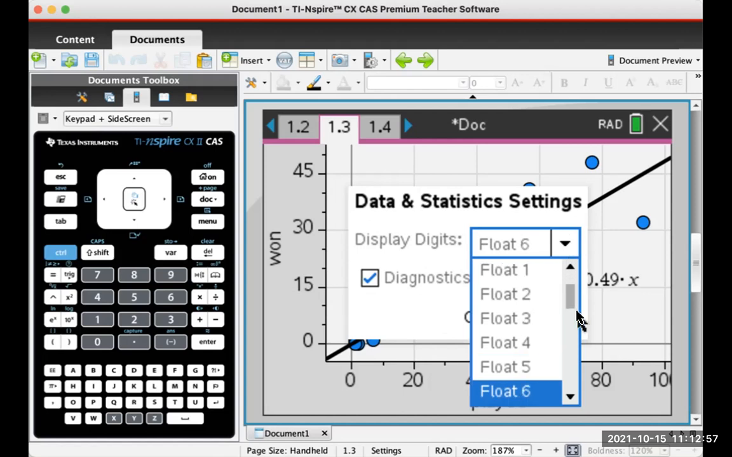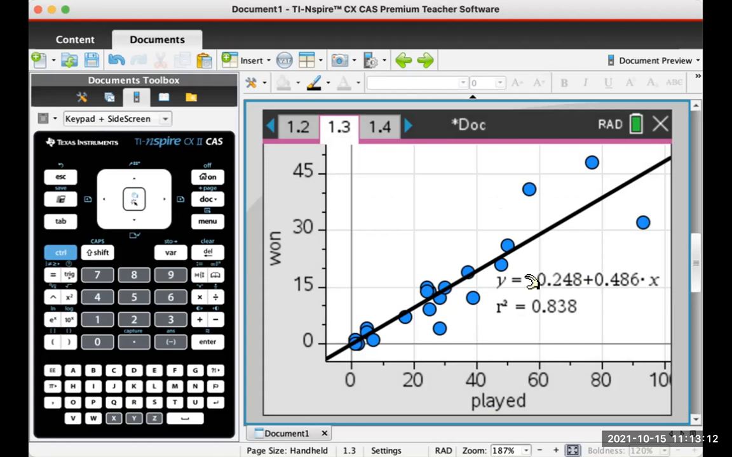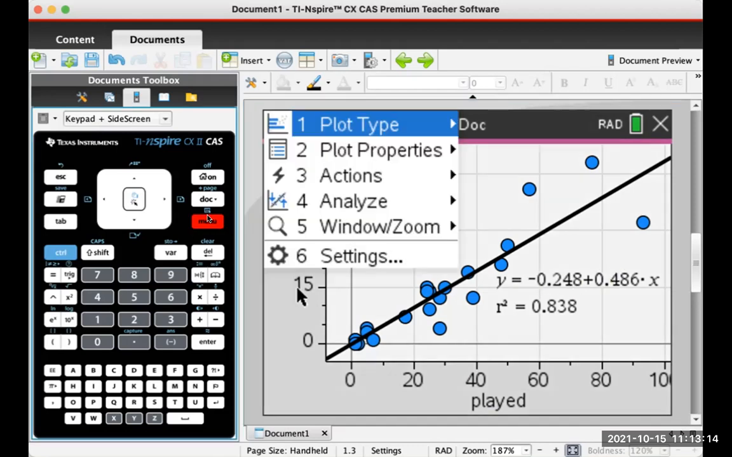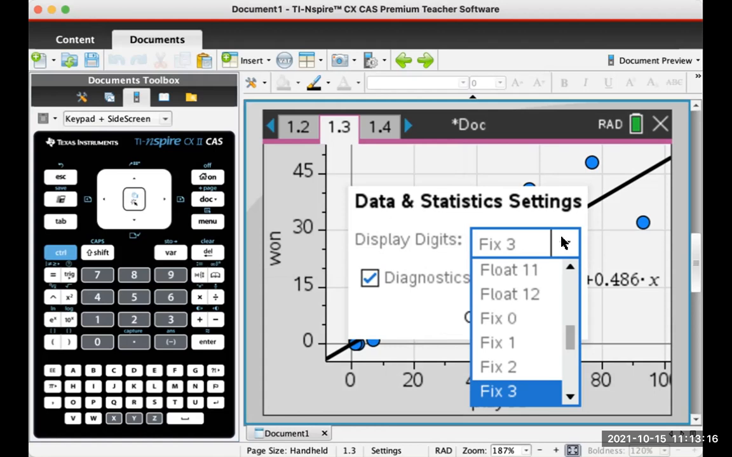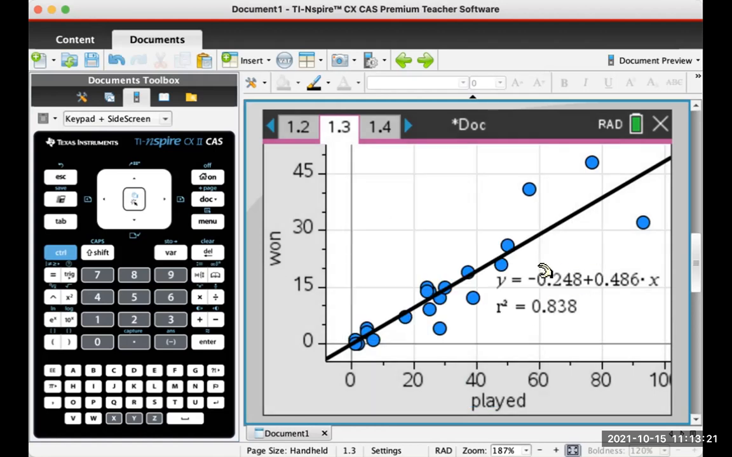Is it fix 3? Oh, no, float. Float. What was fix for? For decimal. Correct. If they say correct to 3 decimal places, then you do fix 3, yeah? So have a look at the difference. 3 decimal places. But if we want float 3, is there a difference between the two? Yeah. But just be careful. It just seems to be the same.